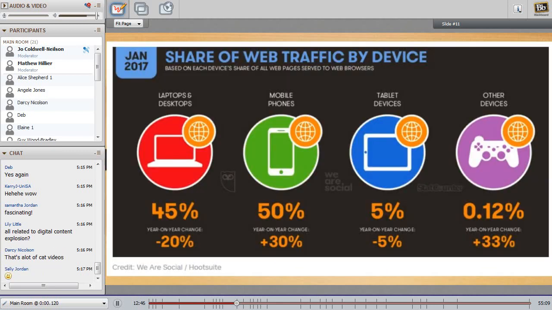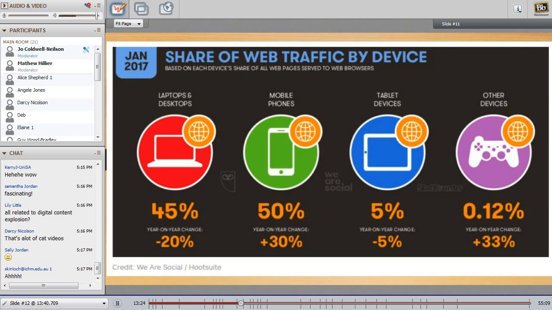This is an interesting little breakdown of the share of web traffic by the different devices that are commonly in use. If you look here, this data is from 2017. Laptops and desktops in 2017 were generating almost half of the internet traffic, but that was reducing by about 20% per year. Mobile phones, on the other hand, were generating approximately 50% of the traffic, again nearly half, but it was increasing by about 30% year on year.